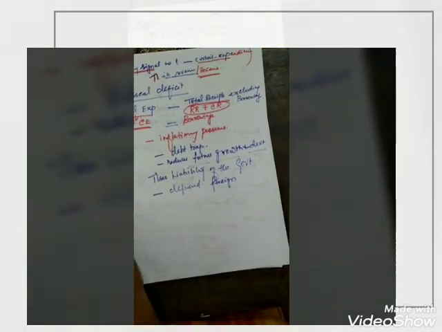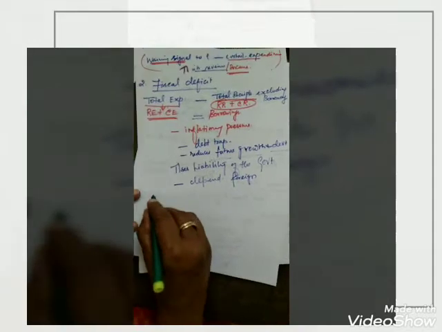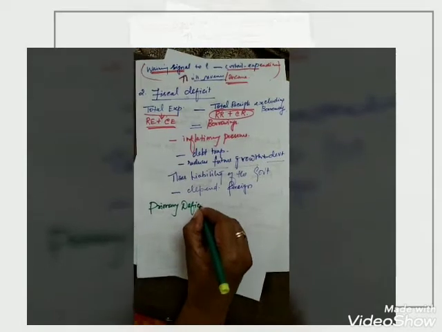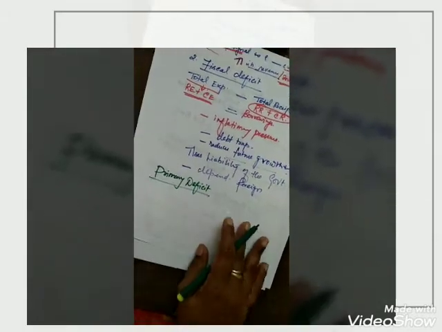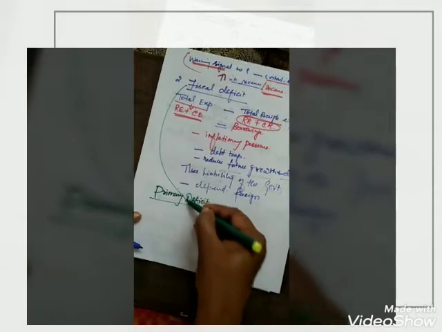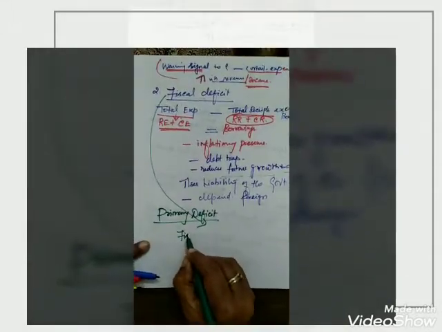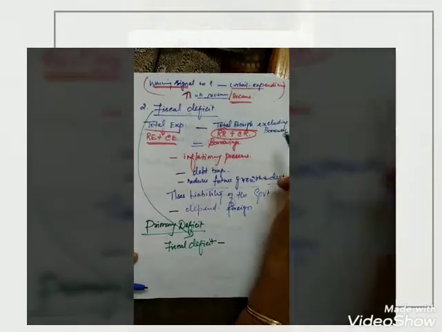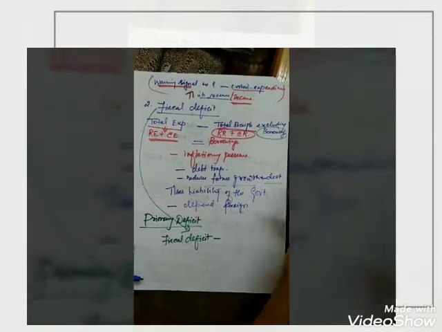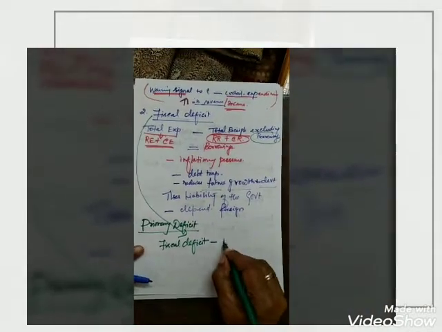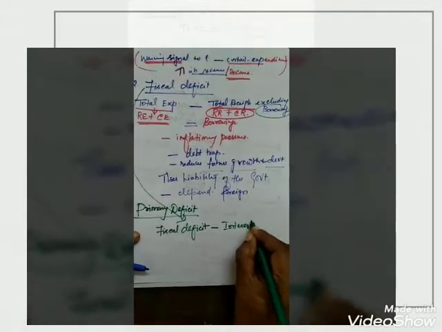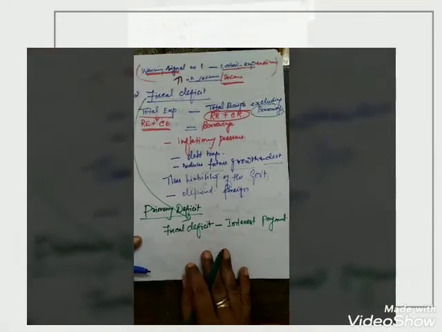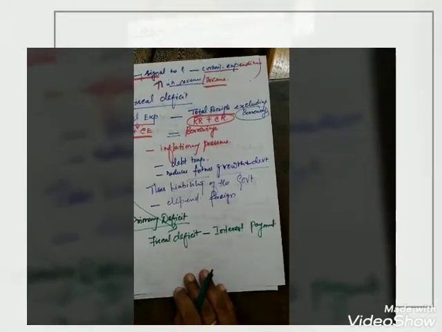Come to the next part of the deficit. This is nothing but the primary deficit. Here, what is the base of it? Fiscal deficit will be the base. So fiscal deficit minus, for the borrowings, what do we have to pay? Interest. So fiscal deficit minus interest payments. This is the formula to find the primary deficit: fiscal deficit minus interest payment.